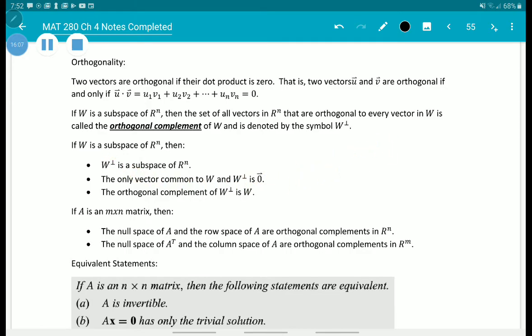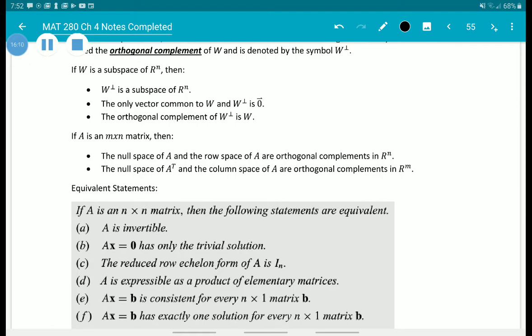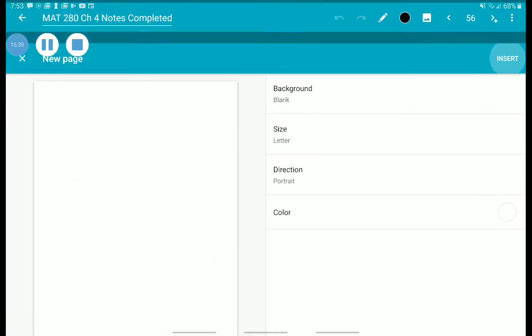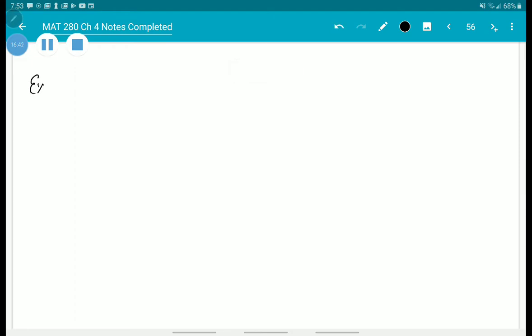So what we're going to focus on right now is what if I have a matrix? If A is an m by n matrix, then the null space and the row space end up being orthogonal complements. And the null space of A transpose and the column space of A are going to be orthogonal complements of each other. I just want to do an example to illustrate that. Like I said, we're going to talk more about orthogonality later. But let's just talk about one of these right now.